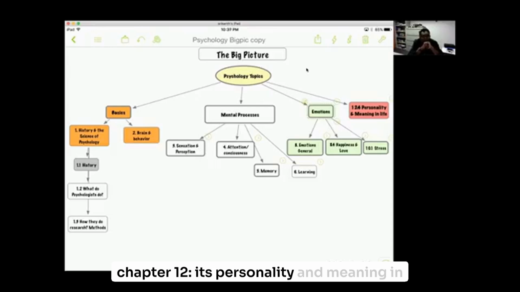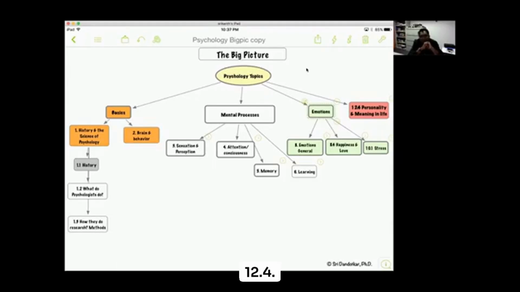It's personality and meaning in life. And we'll specifically talk about module 12.4. Well, this is the big picture.